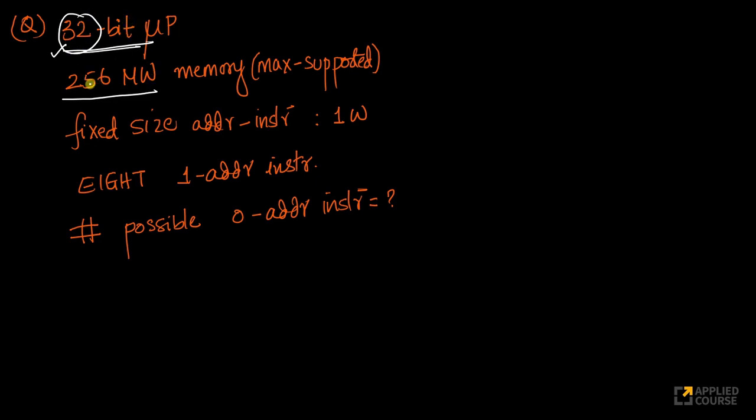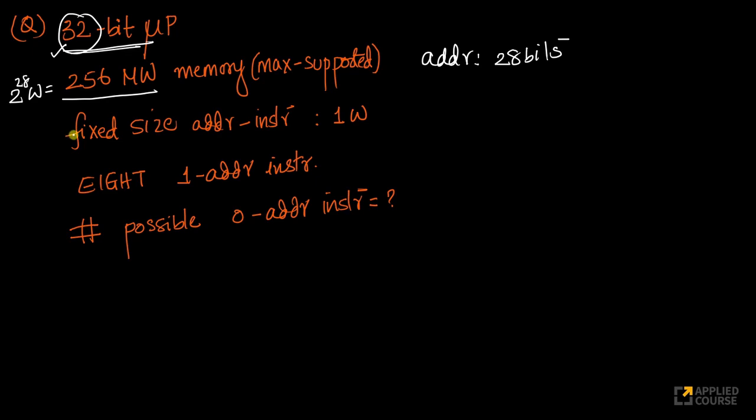And how much do I have? 256 mega words. That's the maximum supported memory. 256 is 2 power 8, and mega is 2 power 20. So 2 power 28 words is what we have. If I have 2 power 28 words that I can address, what is the size of the address? The address size is 28 bits. Very simple.